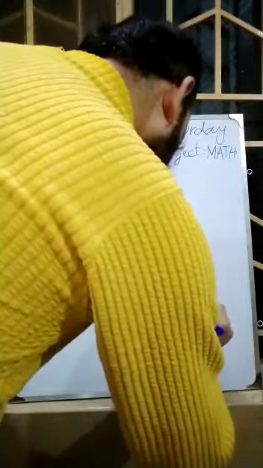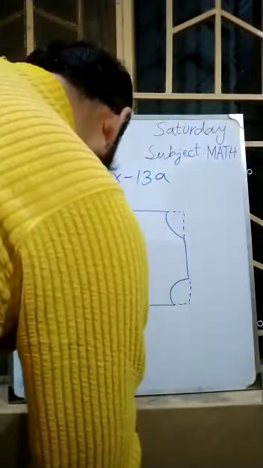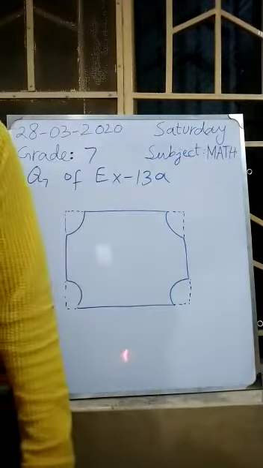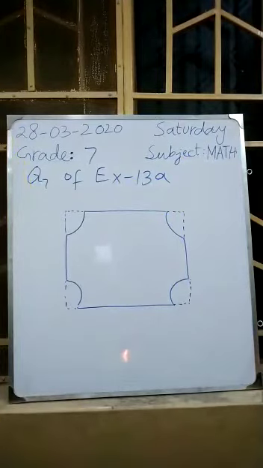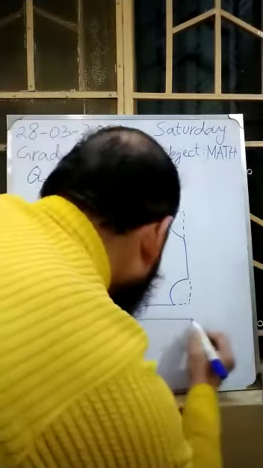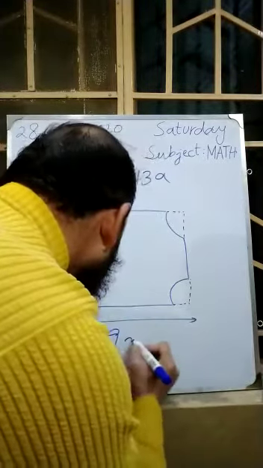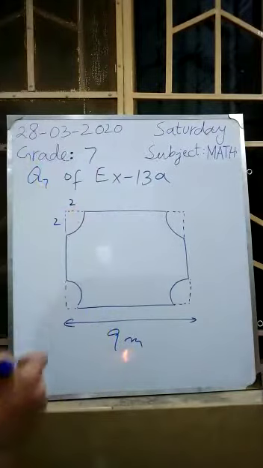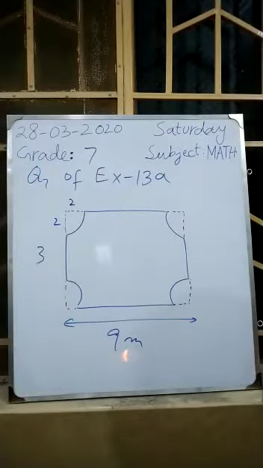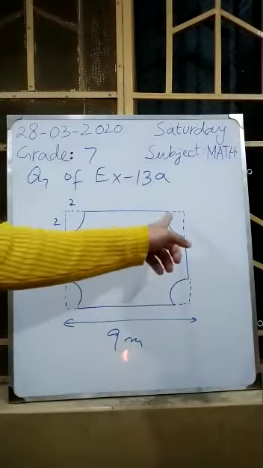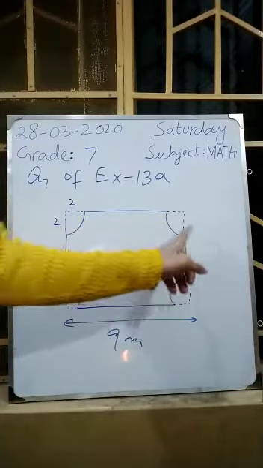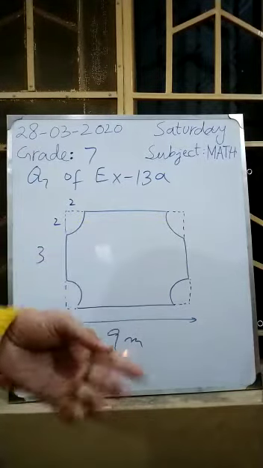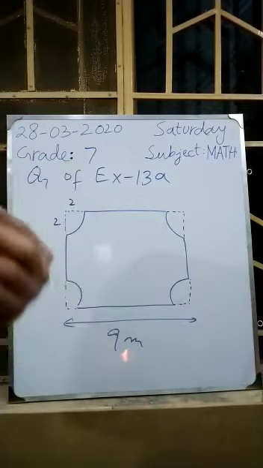All of these are identical, and they have given us that this is total 9 meter, this is 2, this is 2, and this is 3. Now as you know, these shaded lines have been drawn for your understanding. They are not a part of the shape.